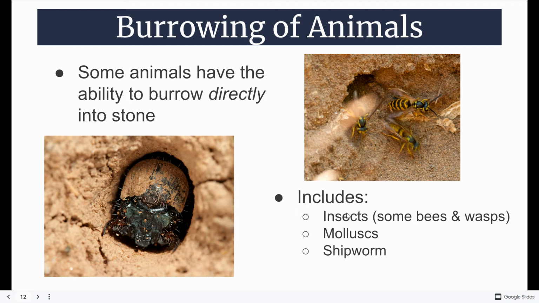You can see some types of shipworms, mollusks, insects, all kinds of animals are going to actually burrow into the rocks. And as you can see, they hollow out the rocks here to make little homes for themselves. And the more they do that, the more stress they put on the rocks. So you see all these cracks coming off of it because you have this little hollow area that is no longer supported.